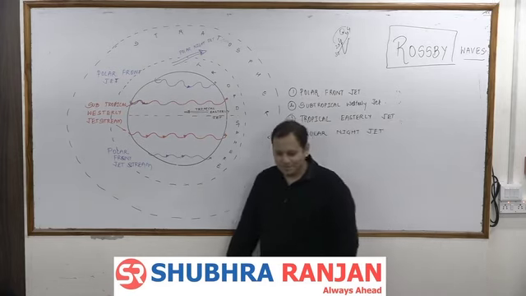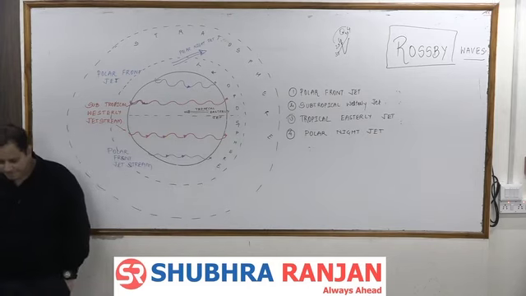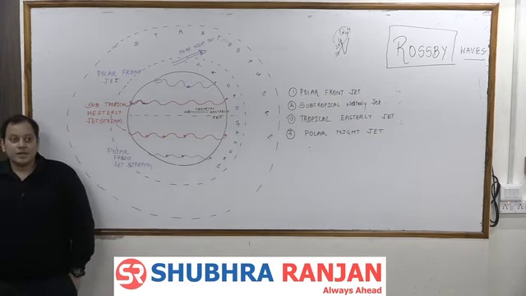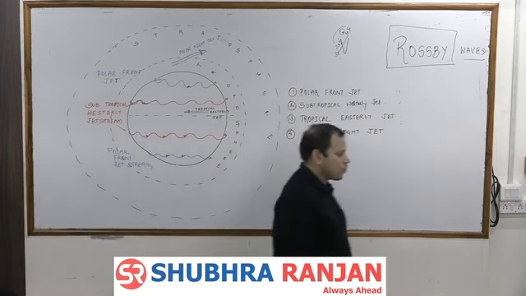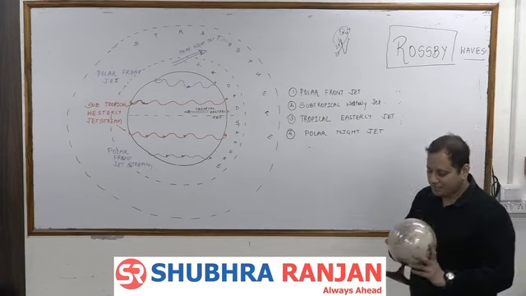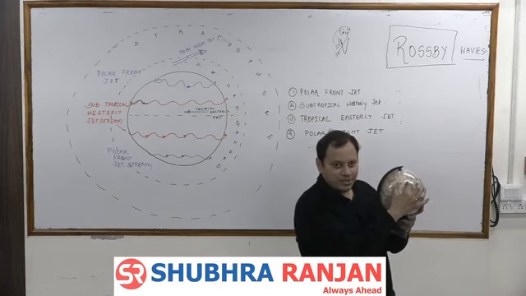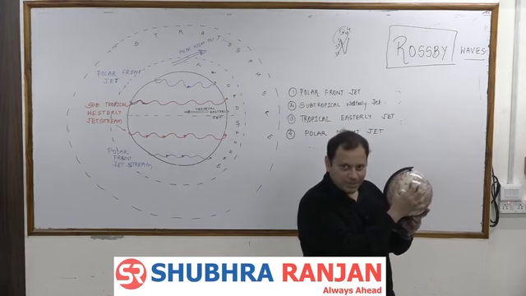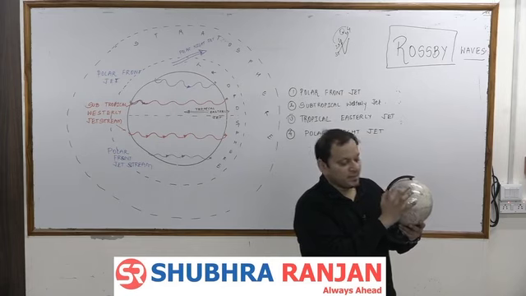For example, point number A, the polar front jet stream, moisture, temperate cyclones, but temperate evergreen taiga forest in Siberia.